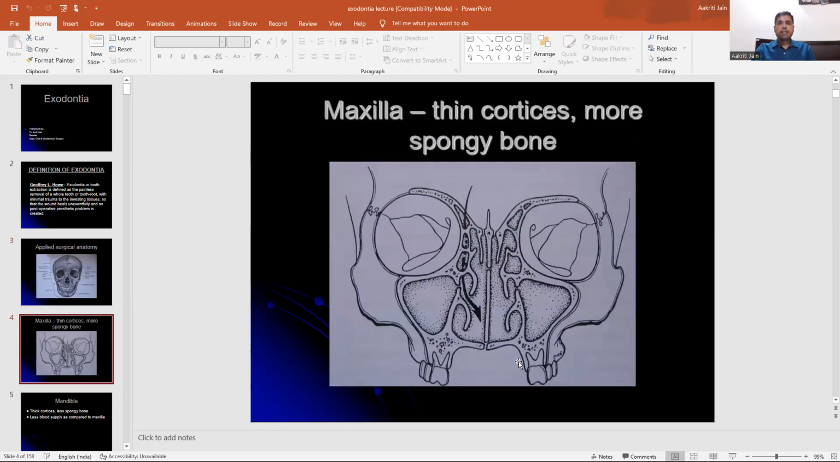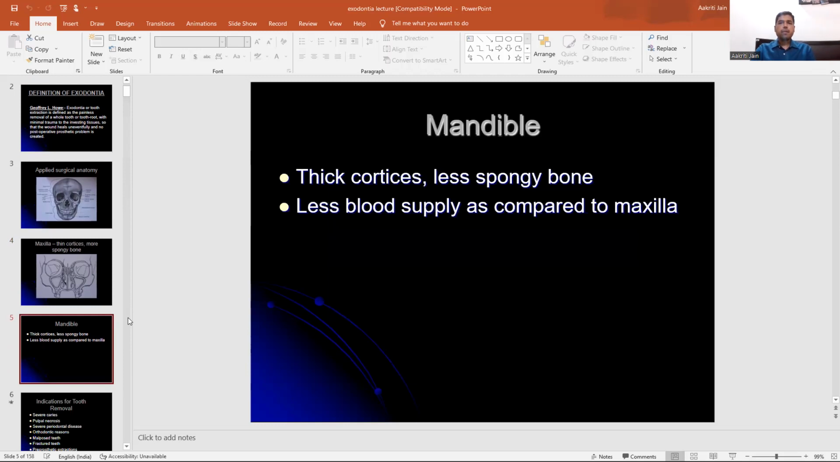Now coming to the maxilla. Maxilla is a thin cortex with more spongy bone. So you can see the maxilla on right and left. The maxilla contains the maxillary sinus. This is the nasal cavity or the nasal bone area, and this is the dental area which harbors the dentition. The mandible, in contrast, is a thick cortex, with less spongy bone and less blood supply as compared to the maxilla.